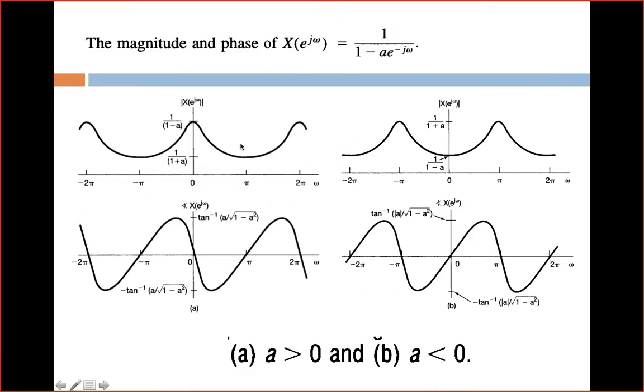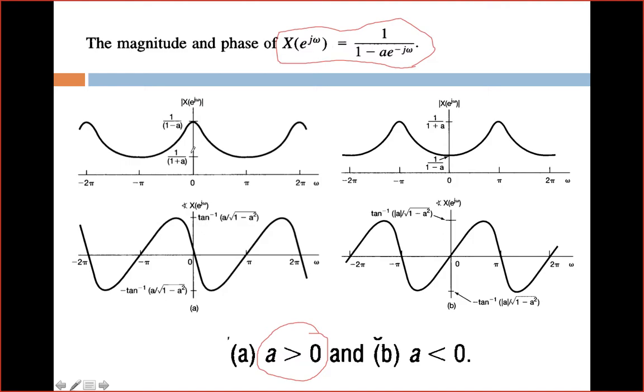So this is the plot of magnitude and frequency response. For the magnitude response, I am going to consider the case of a greater than 0 first. For this particular case, what the plot looks like? I have the function X of e power j omega is equal to 1 by 1 minus a e power j omega.